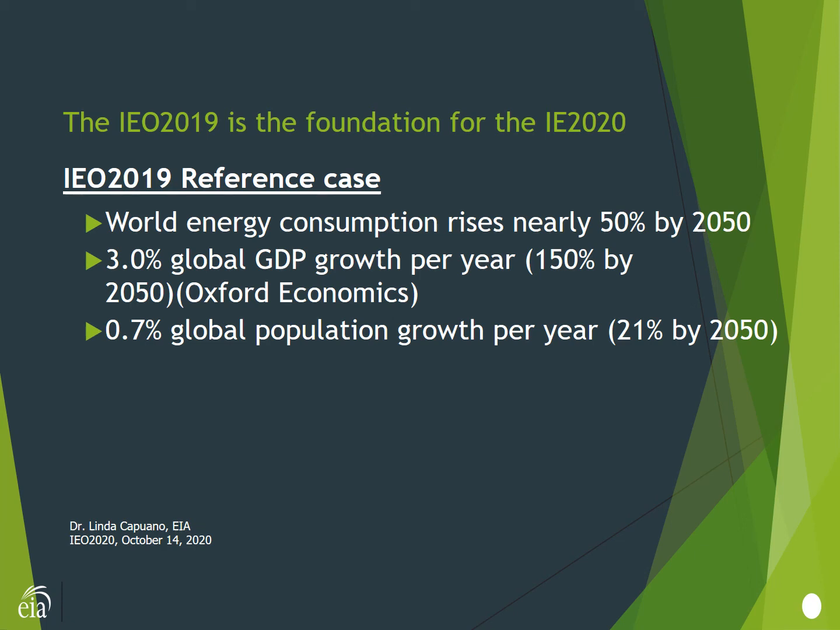This is quite worrying. 50% in 30 years means 100% in 60 years; we will need double the energy we are using now. Now, looking at the second data, it says 3% of global GDP growth per year. That means by 2050, the growth would have been 150%.